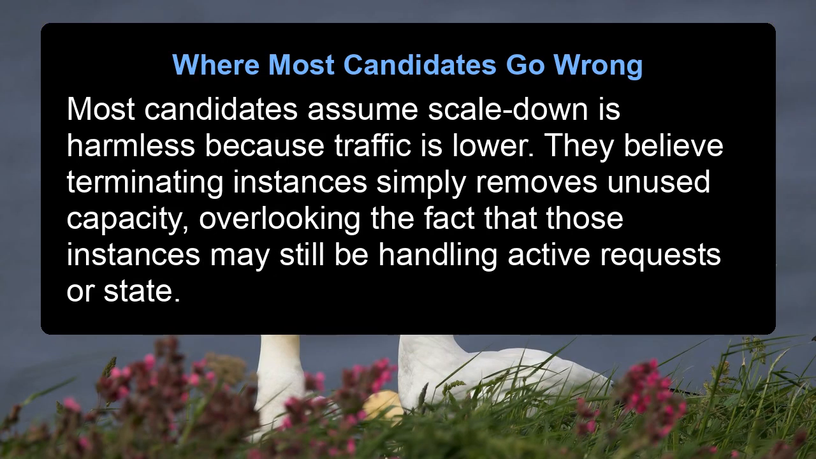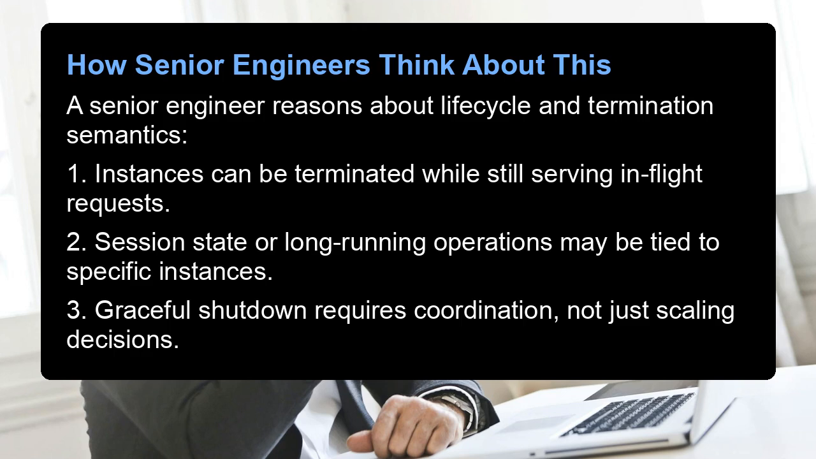Where most candidates go wrong. Most candidates assume scale down is harmless because traffic is lower. They believe terminating instances simply removes unused capacity, overlooking the fact that those instances may still be handling active requests or state. How senior engineers think about this. A senior engineer reasons about lifecycle and termination semantics.